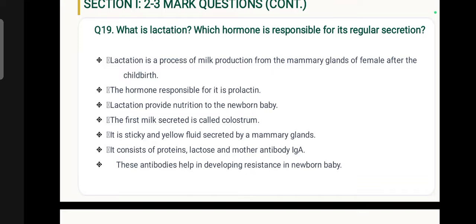What is lactation? Which hormone is responsible for its regular secretion? Lactation is a process of milk production from the mammary glands of a female after childbirth. The hormone responsible for it is prolactin. Lactation provides nutrition to the newborn baby. The first milk secreted is called colostrum. It is a sticky, yellow fluid secreted by mammary glands.